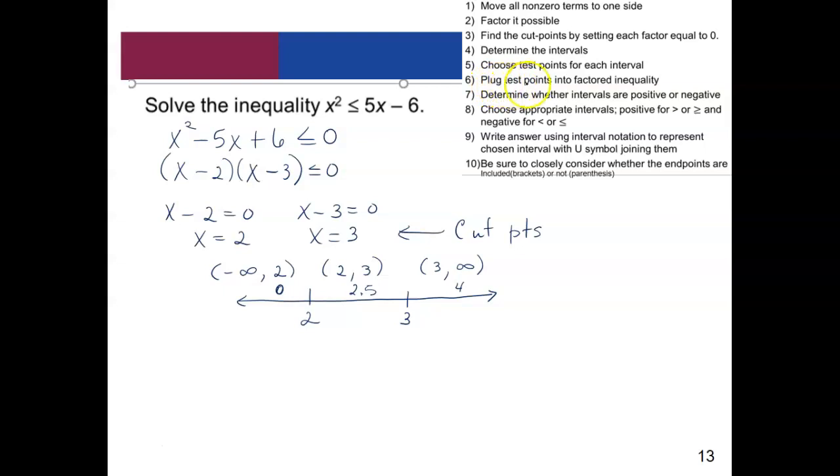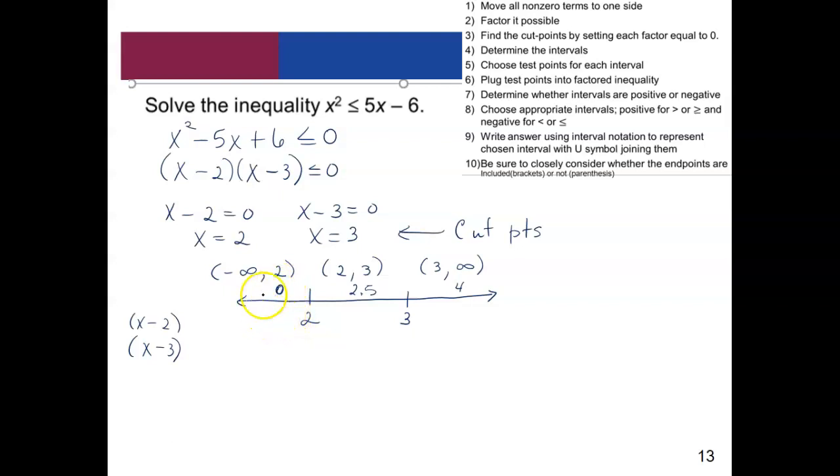So we want to next plug the test points into the factored inequality. Okay, so what I'm going to do is I'm going to take these factors that I have here. So I have an x minus 2 and I have an x minus 3. I'm going to list those down the side so that I can work with this.